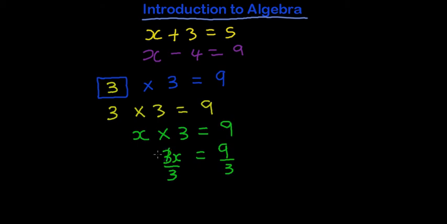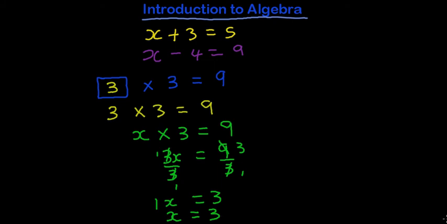3 goes in here, 1. 3 goes in here, 1. 3 goes in here, 3. So we have 1x equals 3, which will now be written just as x equals 3.